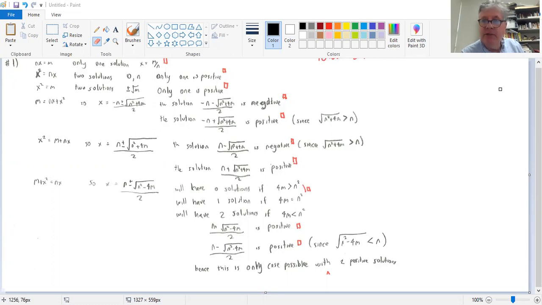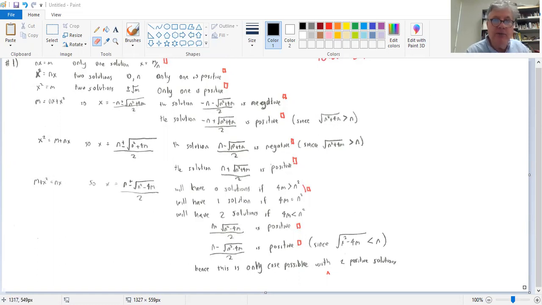And then the ones that use the quadratic formula. If m equals nx plus x squared, then when we use the quadratic formula, we get in the numerator minus n plus or minus. Well, once you've got the minus n, that means you're going to have one negative solution for sure, and the positive solution is going to be minus n plus square root of n squared plus 4m. And of course, n squared plus 4m is bigger than n squared, so the square root of it is going to be bigger than n. So that numerator is going to be positive. So you've only got one positive there.